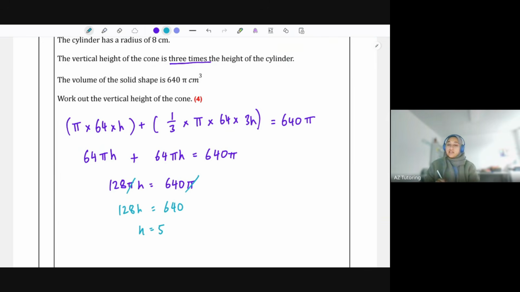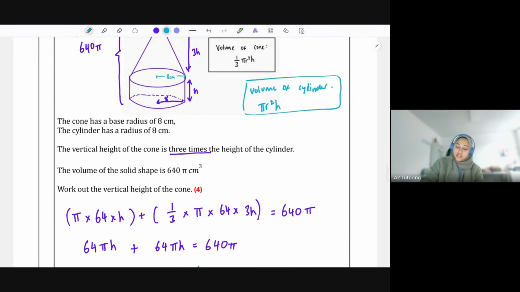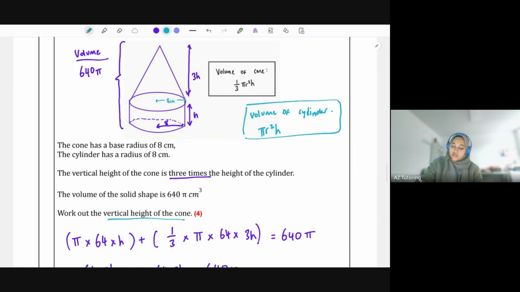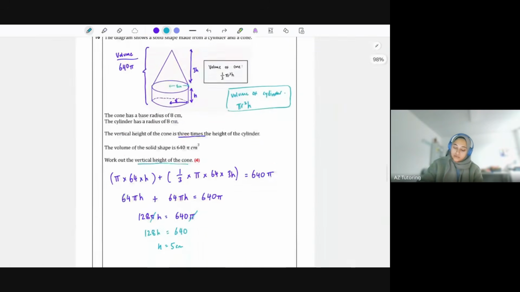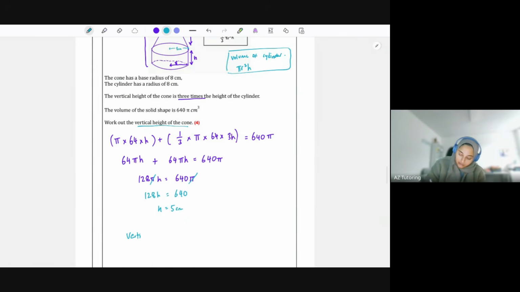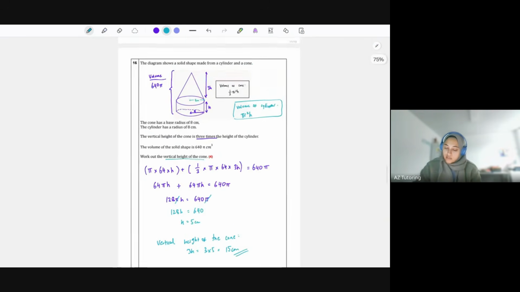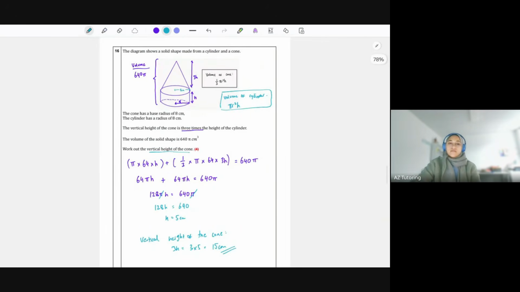But that's not our final answer. So we found h. What is h? We've said h is the vertical height of the cylinder. The question said work out the vertical height of the cone, which is 3 times h. So the vertical height of the cone we've said is 3 times h, which is 3 times 5, which is 15 centimeters. That's our final answer for 4 marks.